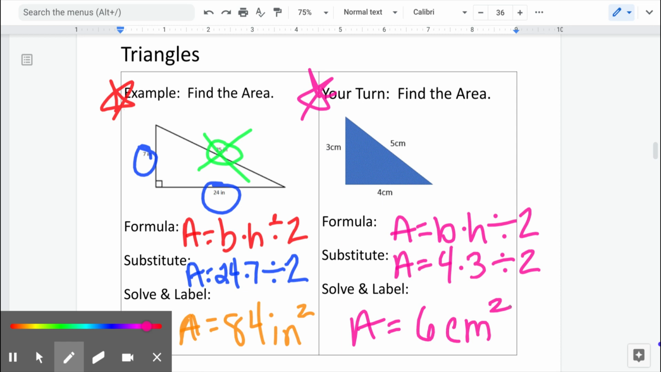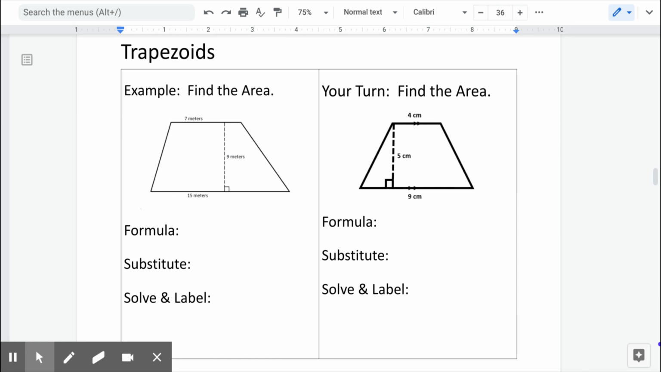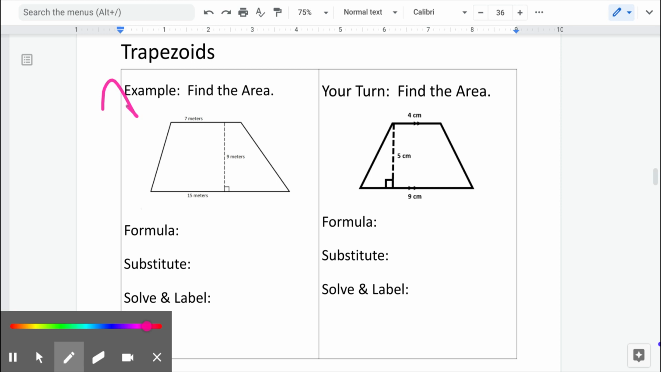The reason we show our formula is because in this chapter, our formulas are going to get a little bit longer. So it's important to be able to show it and then substitute in those numbers. Let's go ahead. Now we're going to move on to trapezoids. The trapezoid formula is a little bit longer. So I'll show it on our example here.